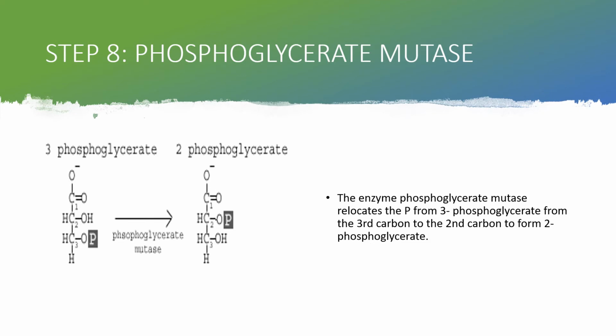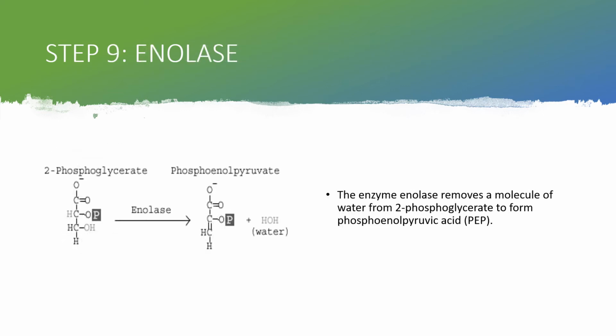Step 8 is the reaction catalyzed by phosphoglycerate mutase. In this step, the glycerate 3-phosphate is rearranged to form glycerate 2-phosphate. Step 9 is the reaction catalyzed by enolase. In this step, removal of a water molecule from glycerate 2-phosphate by enzyme enolase produces phosphoenolpyruvate.